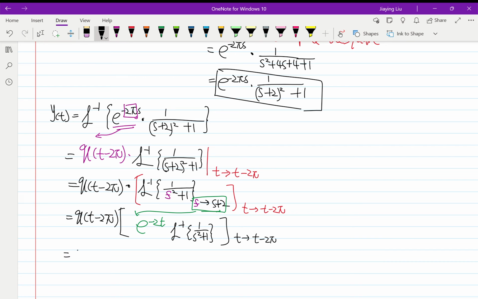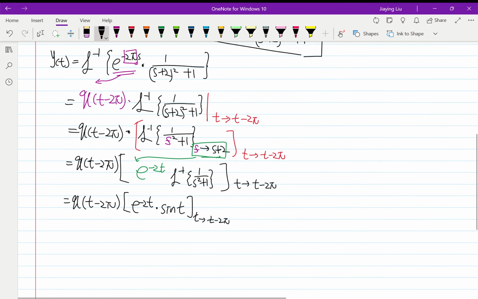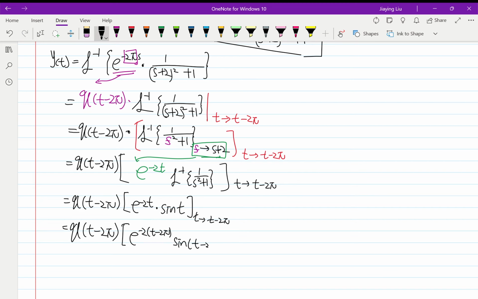And then the next step is this Heaviside function, t minus 2 pi, and then e to the negative 2t, inverse Laplace of 1 over s squared plus 1, that's going to be sine t by using the table, and then the t's in this part will go to t minus 2 pi. So that becomes u of t minus 2 pi, and then e to the negative 2 times t minus 2 pi, sine of t minus 2 pi. So that's the final answer.